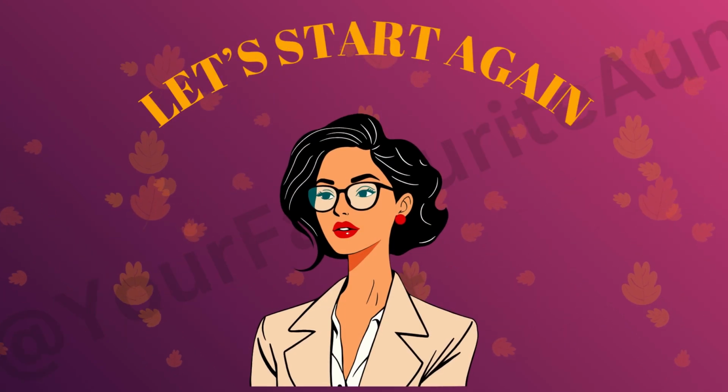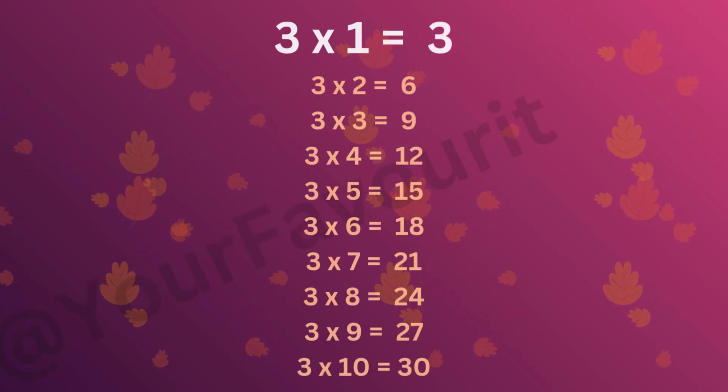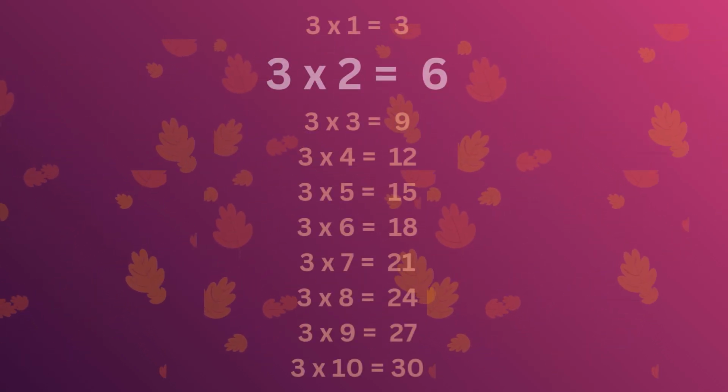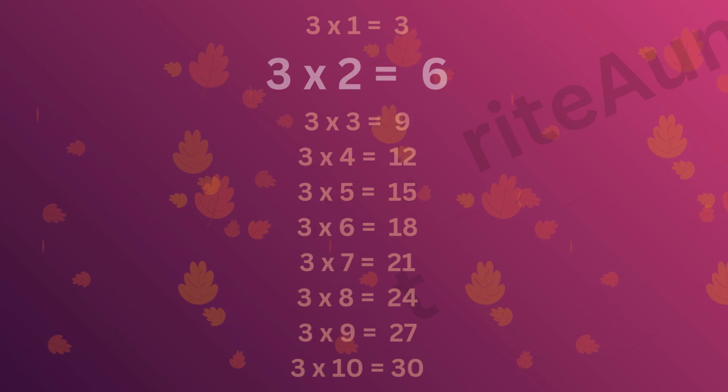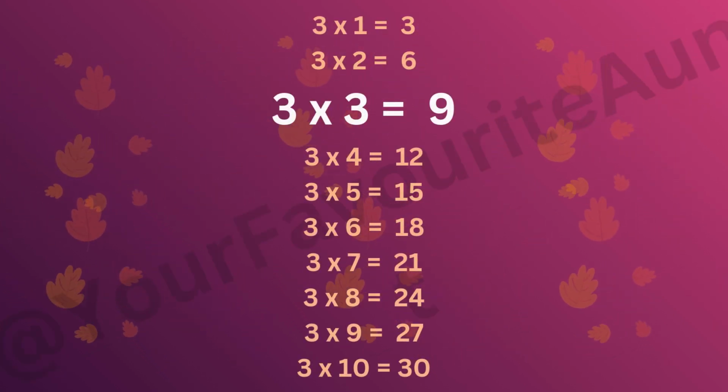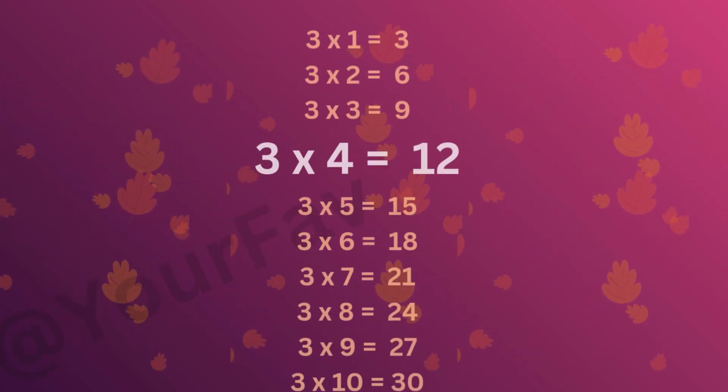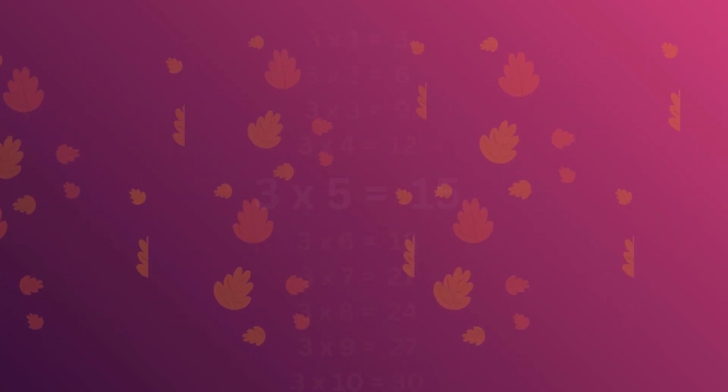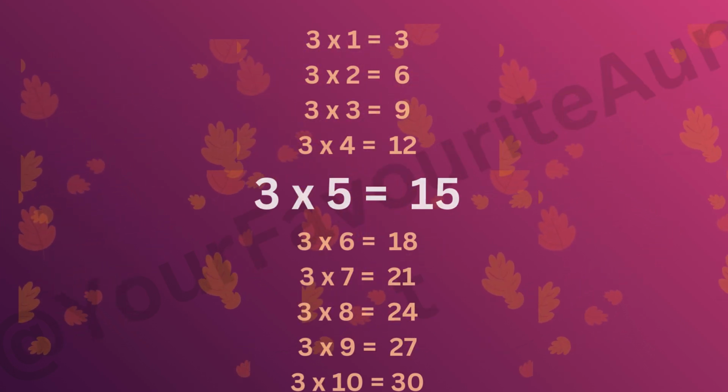Let's start again. 3 times 1 is 3. 3 times 2 is 6. 3 times 3 is 9. 3 times 4 is 12. 3 times 5 is 15.